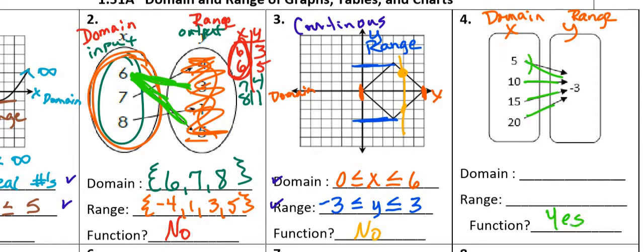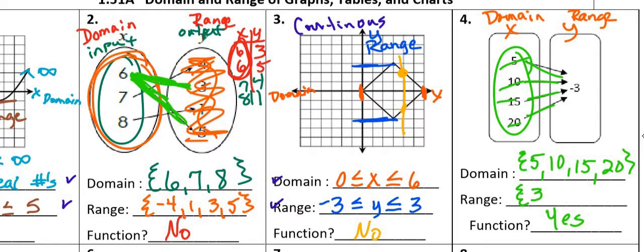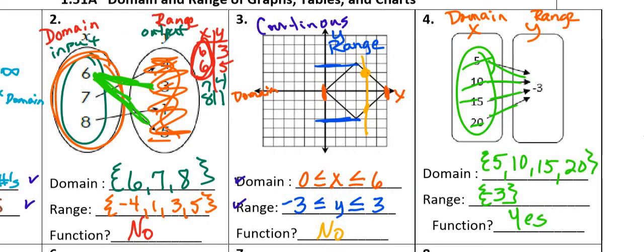Now I'm going to write these in order right here, and I see I have 5, 10, 15, 20. These are in order. And the -3 is repeated again and again, but we're only going to write it down one time. So if I were to write this mapping diagram as a T-chart, this is what it would look like right here.